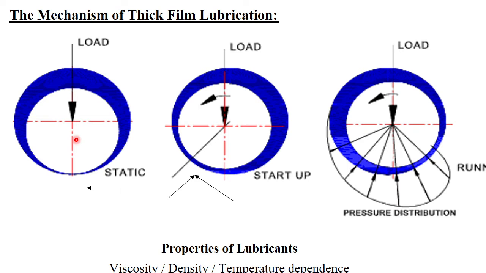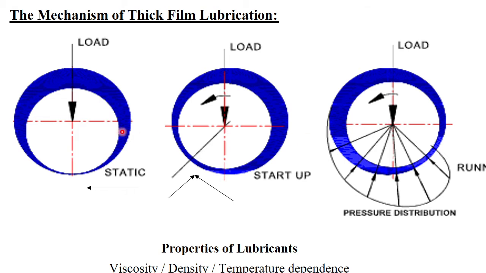At static condition, quite obviously, the outer surface of the shaft and the bearing surface would be in contact at the lowest point. When it will just start up, due to the starting torque, this contact point will move in this direction. And then when it attains full speed, when the real hydrodynamic action has come into play, this is the stable equilibrium. So this theory part you did earlier, right?